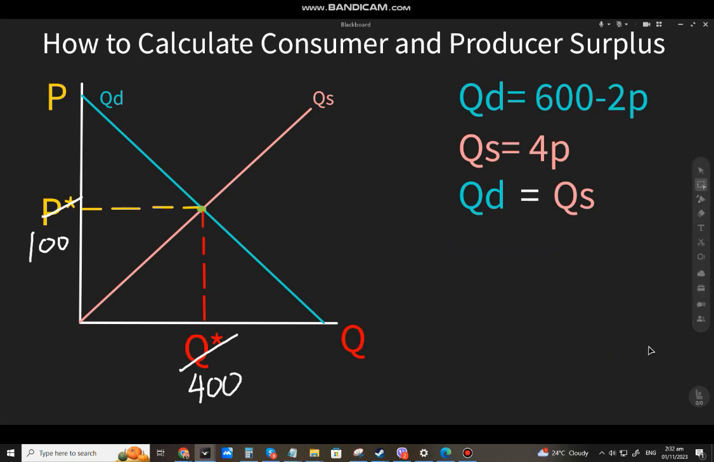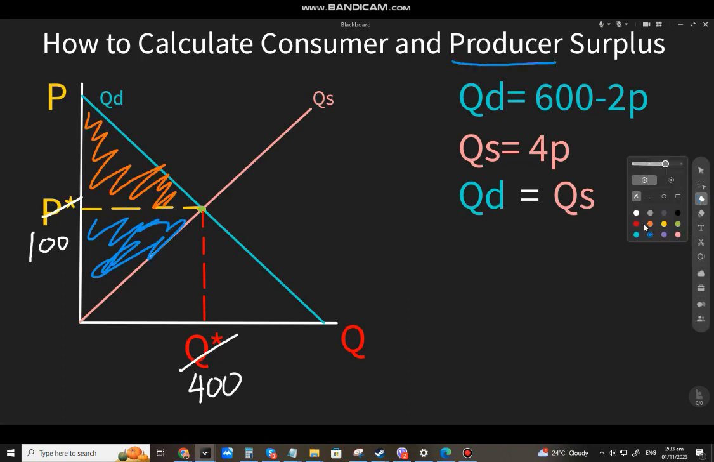Because we already have the market equilibrium, the P star and Q star, we can now find the consumer and producer surplus. Now, where is the consumer surplus? Consumer surplus is the area above the price but below the demand curve, which is this one. And the producer surplus is the area below the price but above the supply curve, which is the blue one.